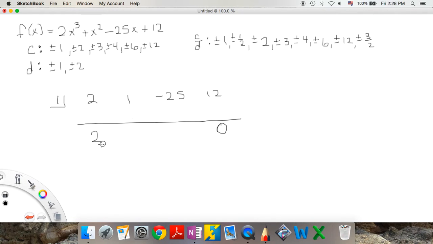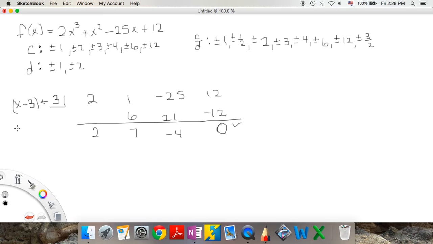So let's try another one. Like I say, if you're working in a group, test multiple. Each of you test a different one. So we're going to test 3. So we've got 2 here, so that's 6, and that's 7, 21, negative 4, negative 12, 0. That's perfect. This means that x minus 3 is a factor.